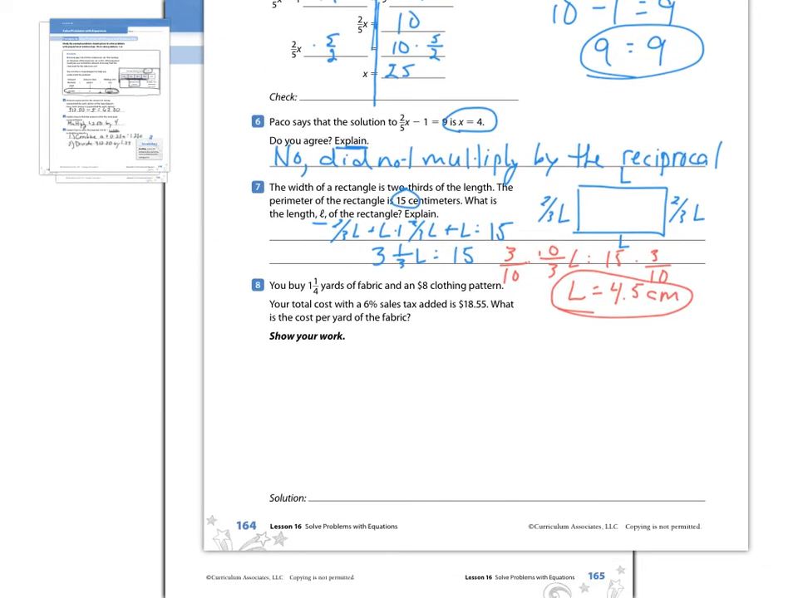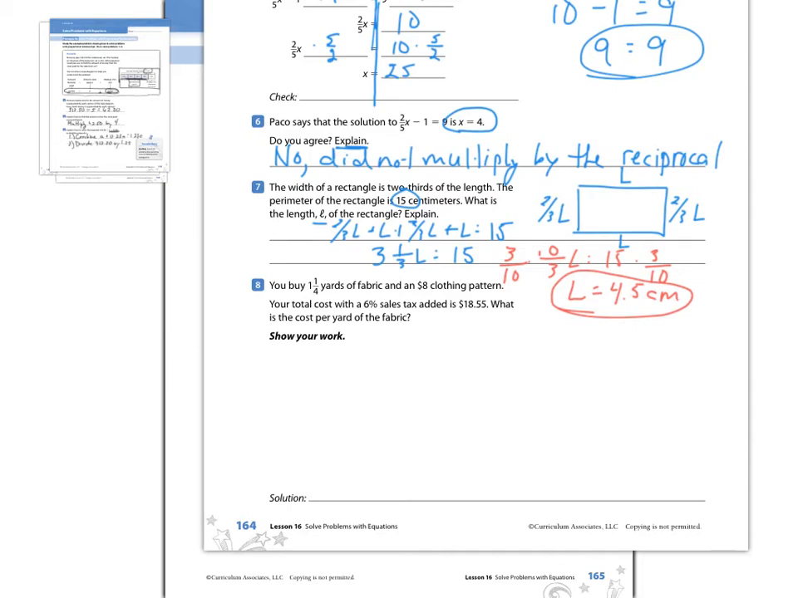Okay, looking at number 8, you buy 1 1/4 yards of fabric and an $8 clothing pattern. Your total cost with 6% sales tax added is $18.55. What is the cost per yard of the fabric?